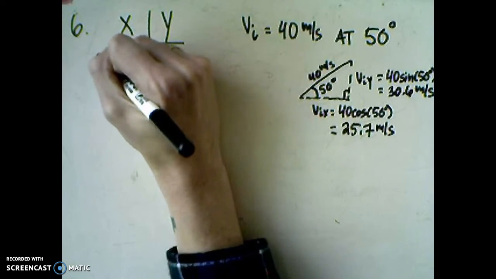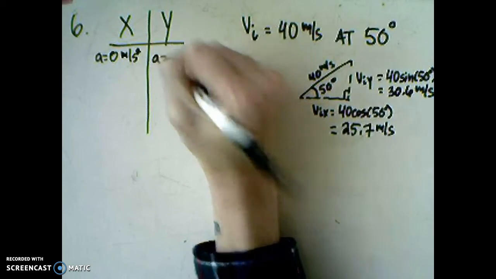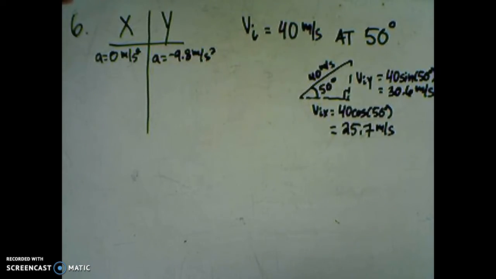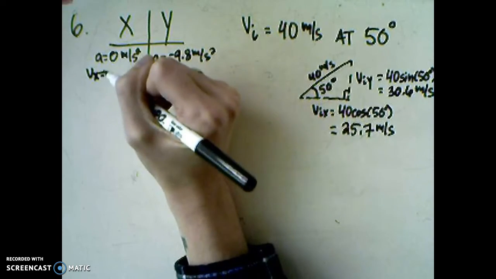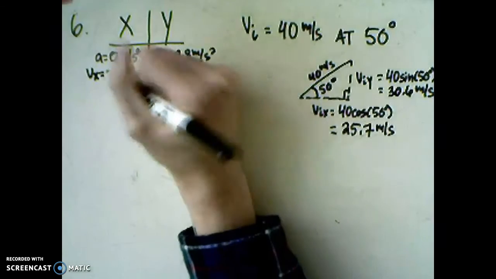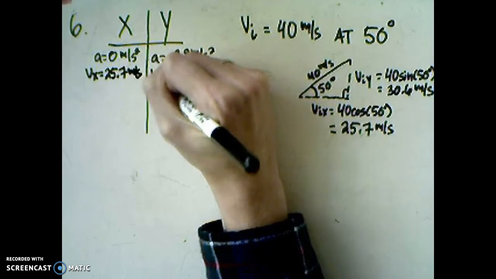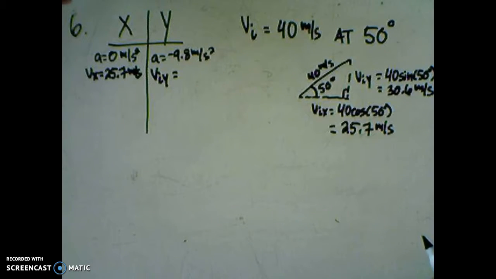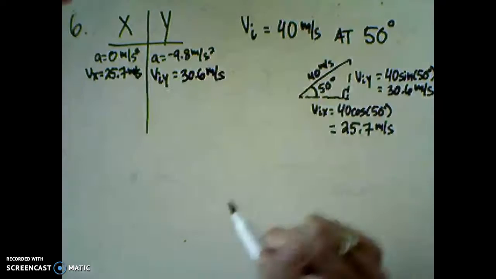So now I can start my lists. I know that A is 0 as usual in the X direction. I'm back on planet Earth for this problem, so negative 9.8 is my A value for Y. For my Vx, remember initial and final are the same because A is 0, so my X value is 25.7 meters per second. My VI does matter that it's an initial in the Y direction, because I have an acceleration, because I have a force, gravity. That value is 30.6 meters per second.